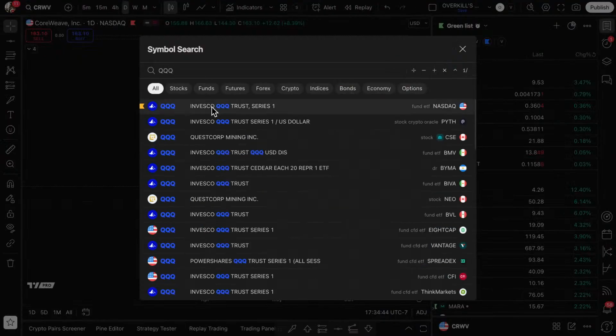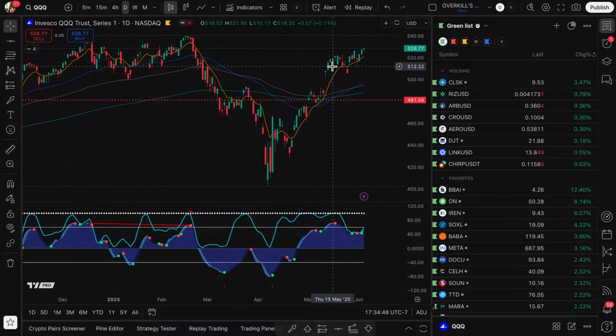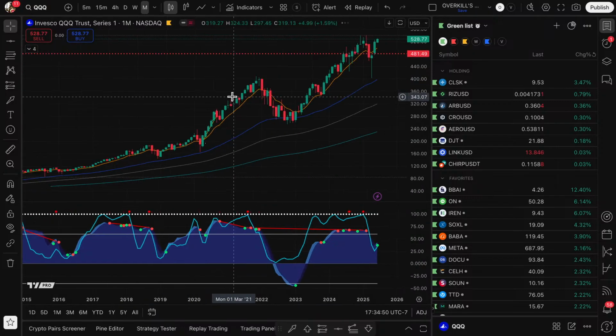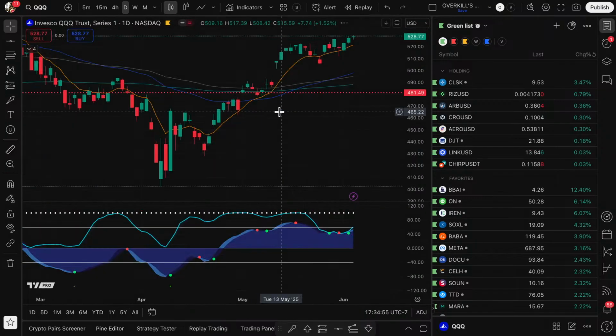QQQ is still very bullish here. I like QQQ because it has a monthly green dot here. I think tech's going to go up here for the next 1 to 6 months.